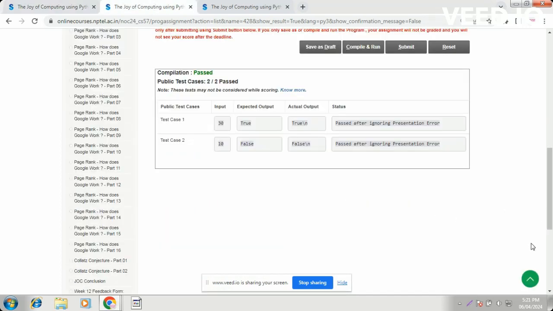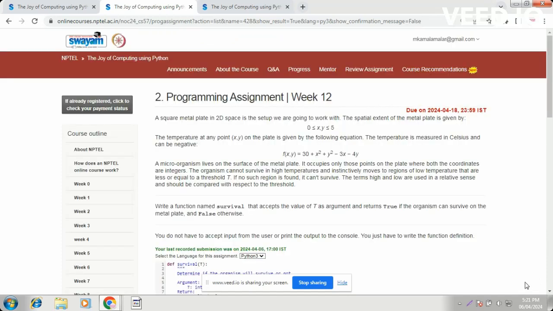Here they have given a small problem statement where you want to check whether a value is less than or equal to the given threshold. If you have any temperature less than or equal to the given threshold, then you have to return true, or else you have to return false.